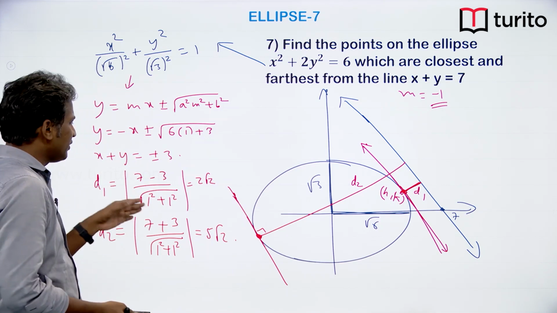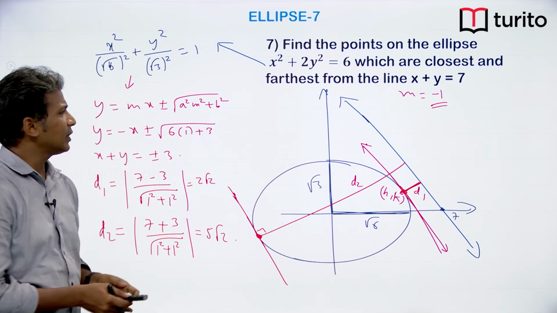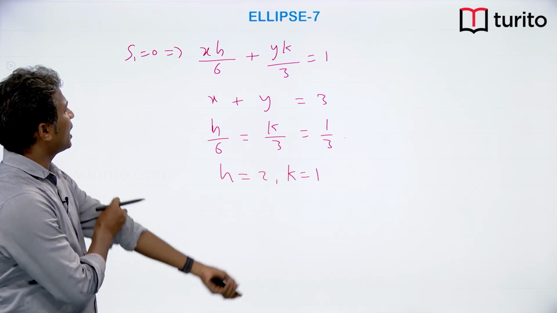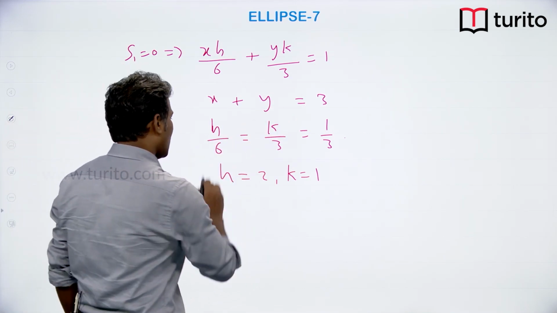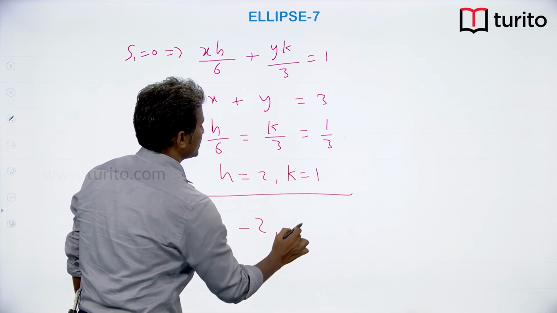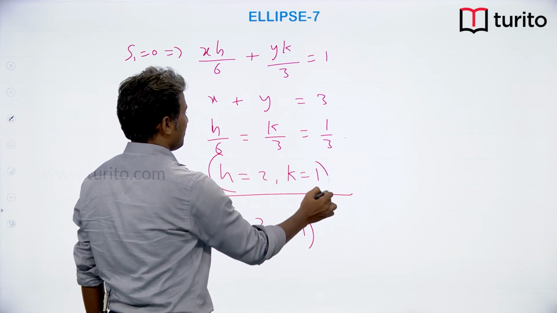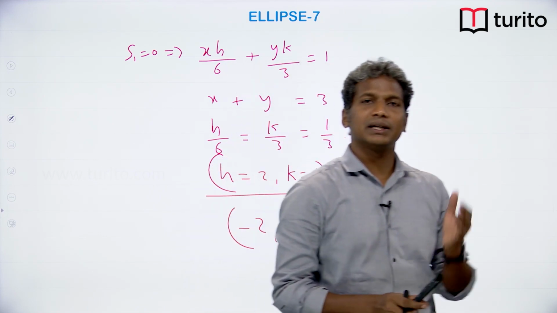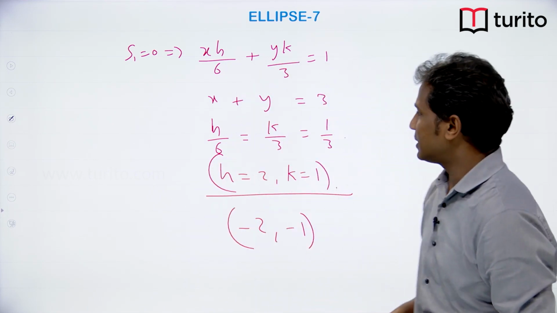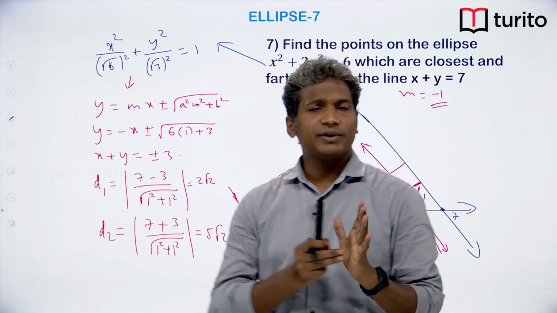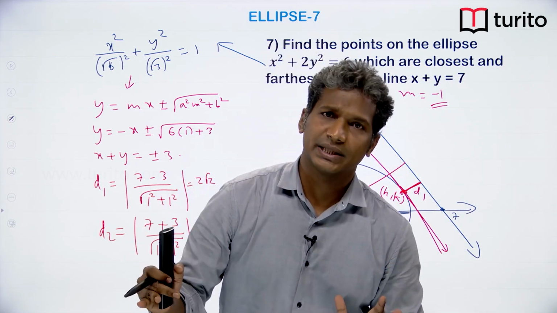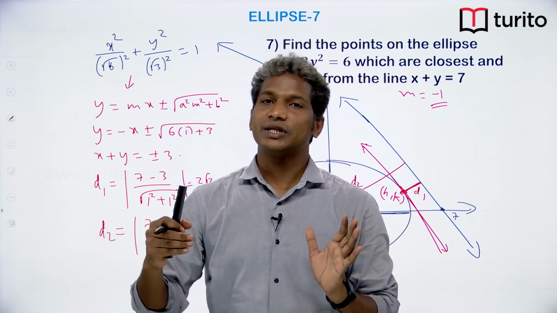And similarly, when we find for the other, what do we get here? For the other, we just have to take minus 3 here. So, the other point is going to be minus 2 comma minus 1. And these are basically going to be diagonally opposite points. In fact, this is one of the properties of the diameter. At the ends of a diameter, whatever are the tangents, those tangents are always parallel.